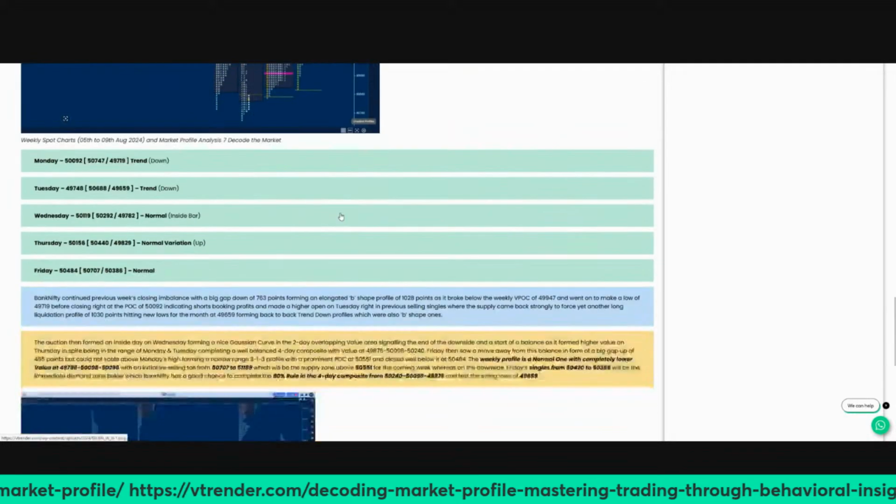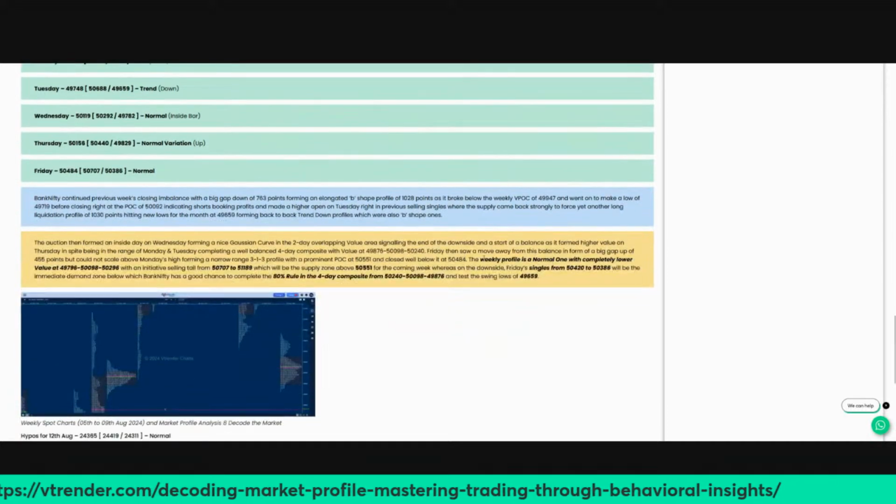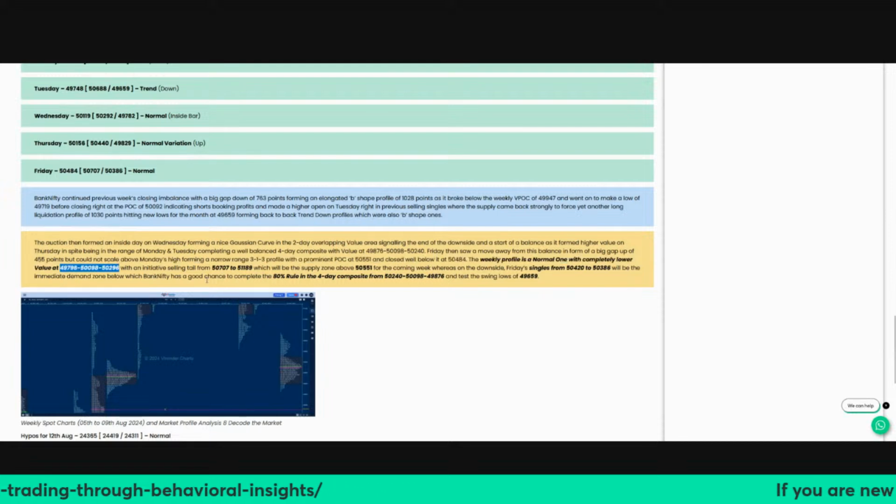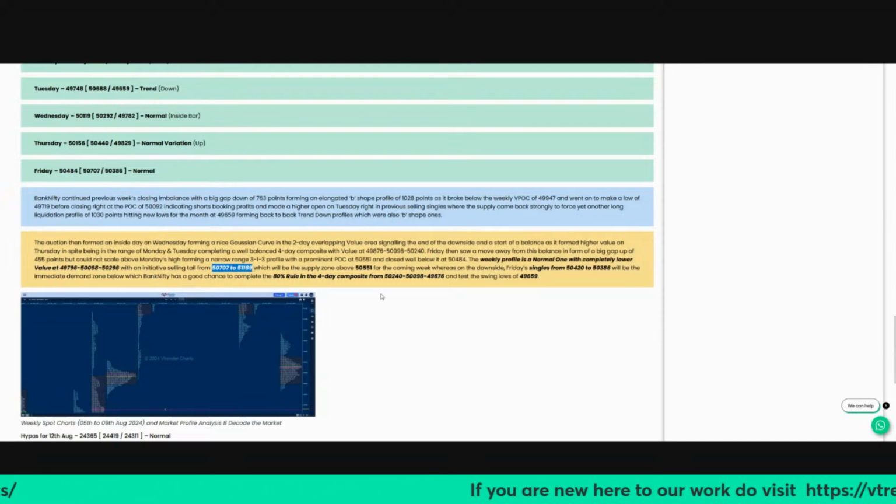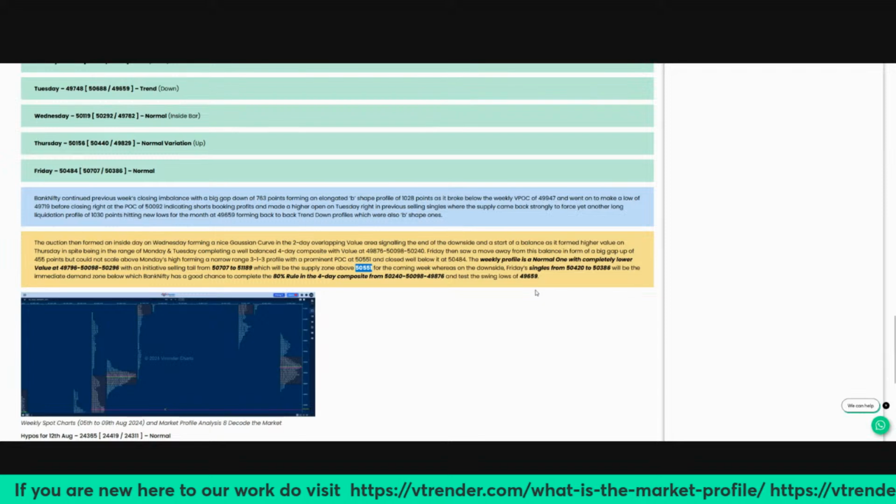So in Bank Nifty, we did mention the weekly profile is a normal one with completely lower value. This is the weekly value. And then we have an initiative selling tail from 57007 to 51189, and that will be the supply zone above the 5551 POC of Friday. And on the downside, we have support at 5420 to 386.